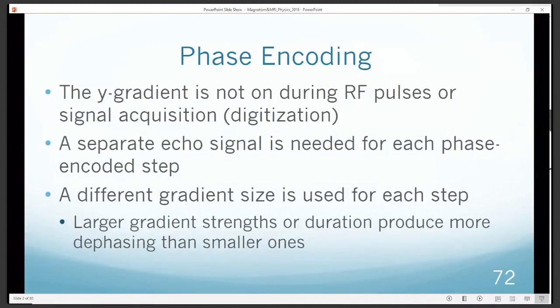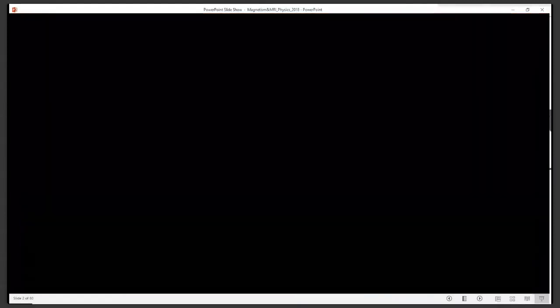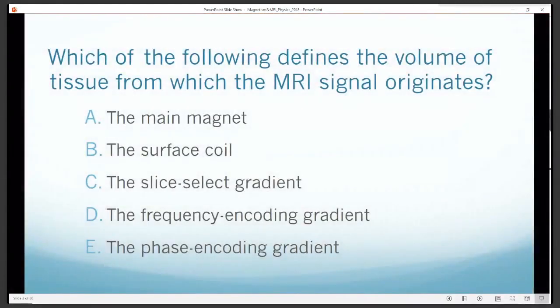Phase encoding gradient cannot be on during the RF pulses, and a separate echo signal is needed for each phase encoding step. So you acquire the data with a slice select and frequency encoding and one phase encoding step, but then you have to repeat that with a different phase encoding each time. This is done by changing the strength of the phase encoding gradient for each successive acquisition.